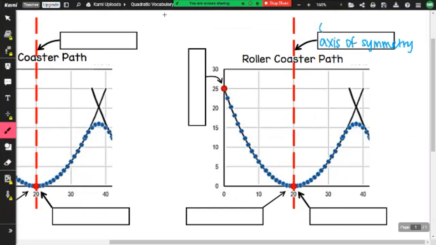Make sure you have this all filled out. And we said axis is just another word for a line. So if you're thinking about the x-axis, the line of x. If you're thinking about the y-axis, the line of y.